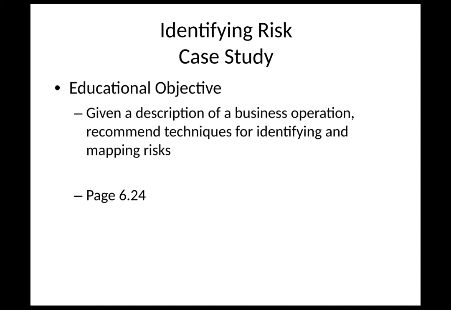All right. So 6.24, educational objective, right? And this is the case study on how to identify risk. What you're going to have to do here, given a description of a business operation, is recommend techniques for identifying and mapping risk. You're probably not really going to have to map the risks because it's a computer-based exam, but it's going to ask you where these things should fit, or what would be the best technique to use, right?